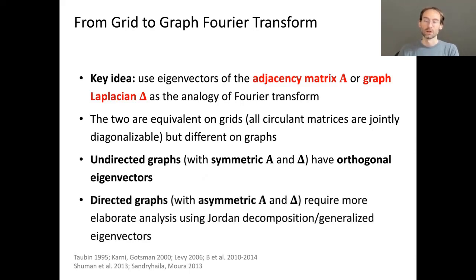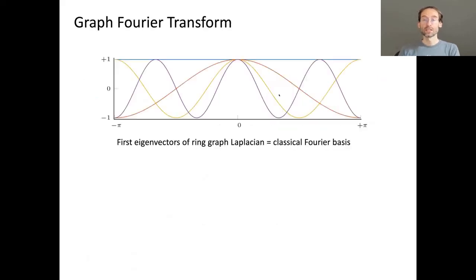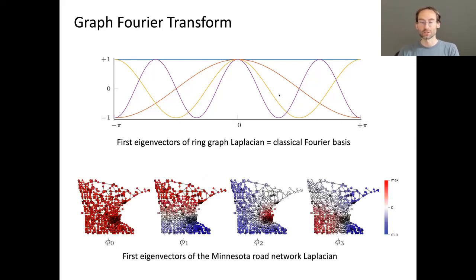For directed graphs, the formulation is slightly more elaborate, so allow me not to go into details, and I invite you to check the references that appear here at the bottom. So this is how the Fourier basis looks like for the traditional Euclidean domain. So that's the classical sines and cosines. And this is how eigenvectors look like on the general graph.